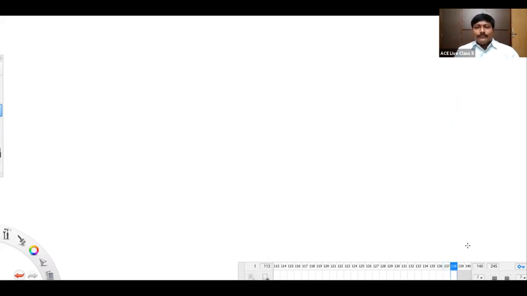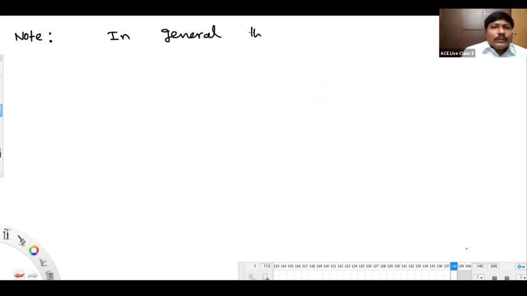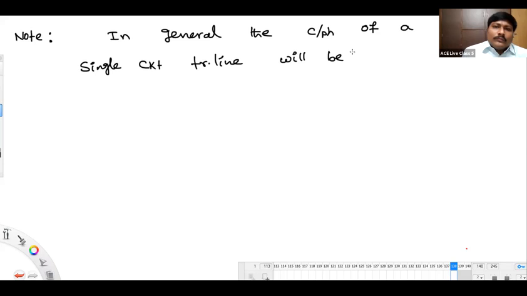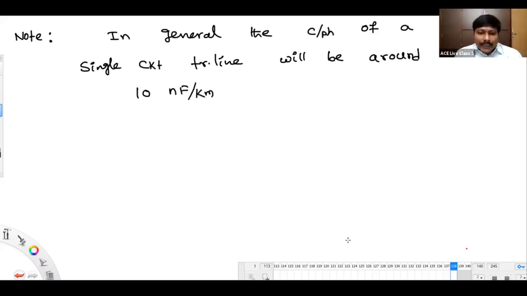Okay, so in general, you can note this: the capacitance per phase of a single circuit transmission line will be around 10 nanofarad by kilometers. All of you getting it?